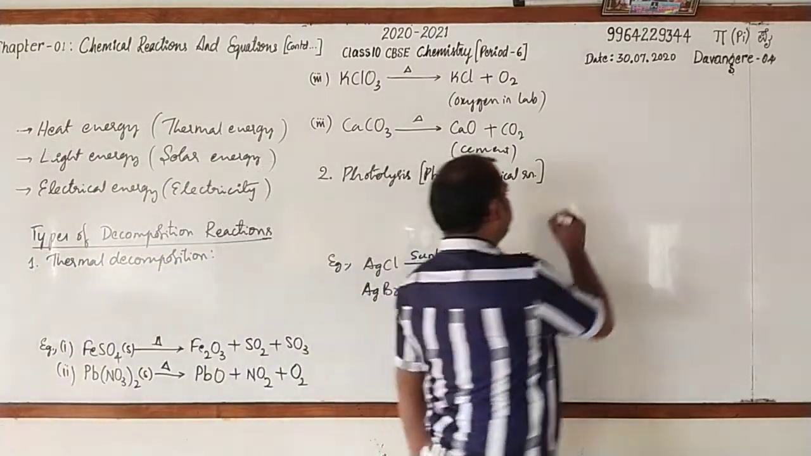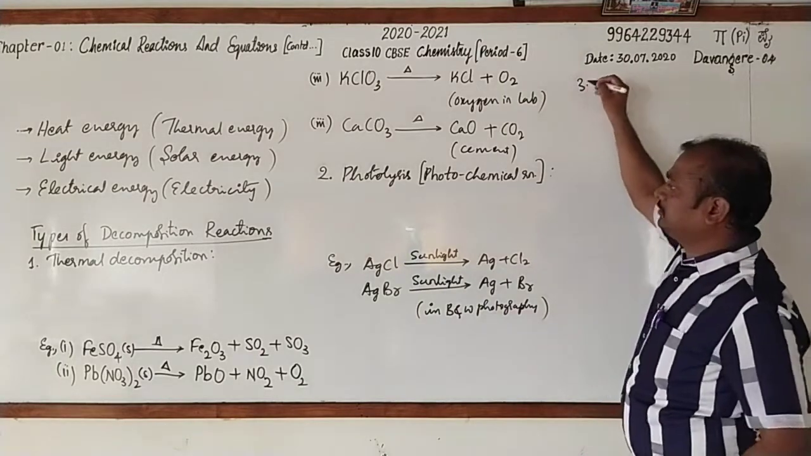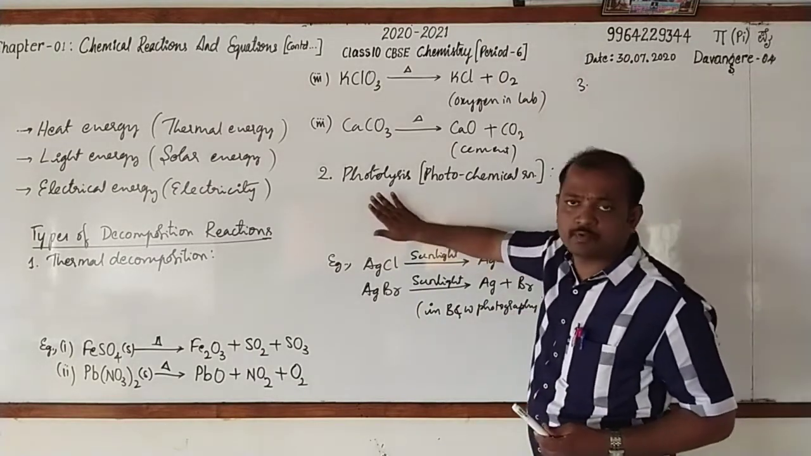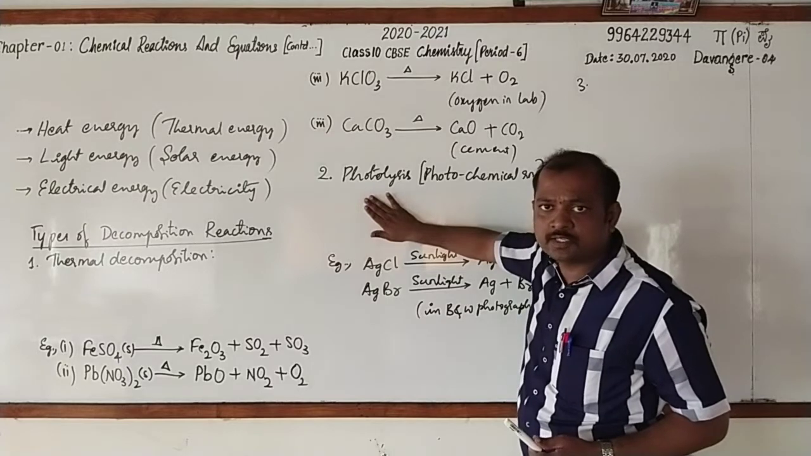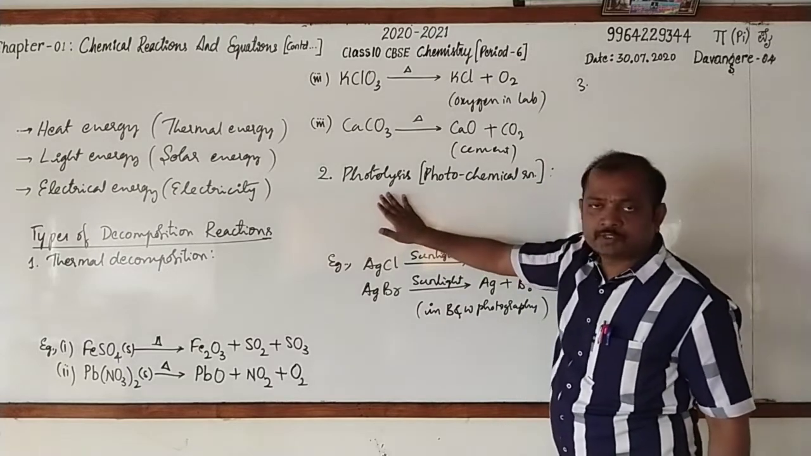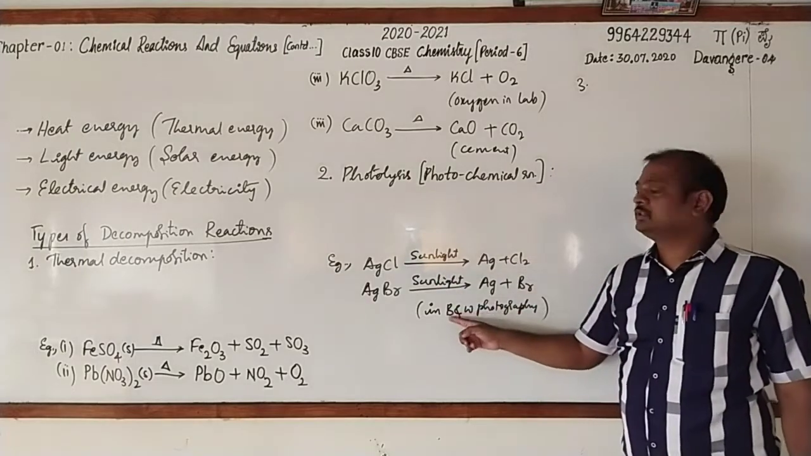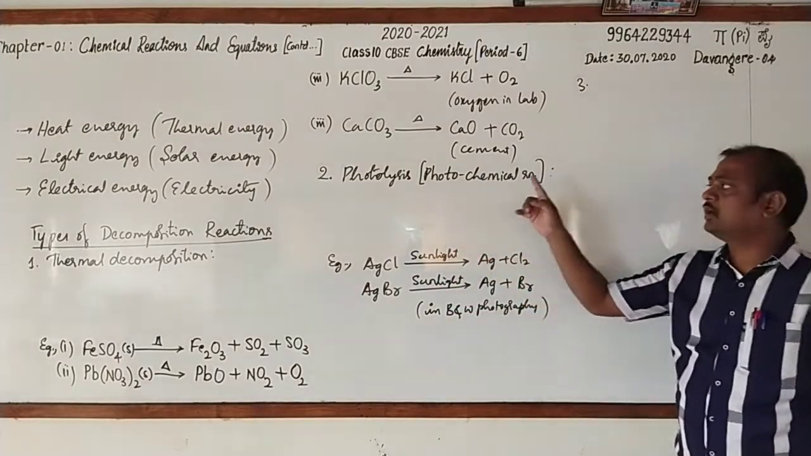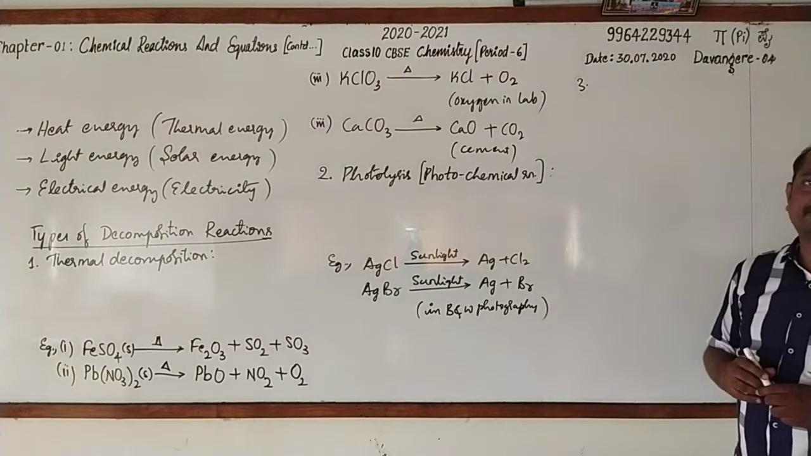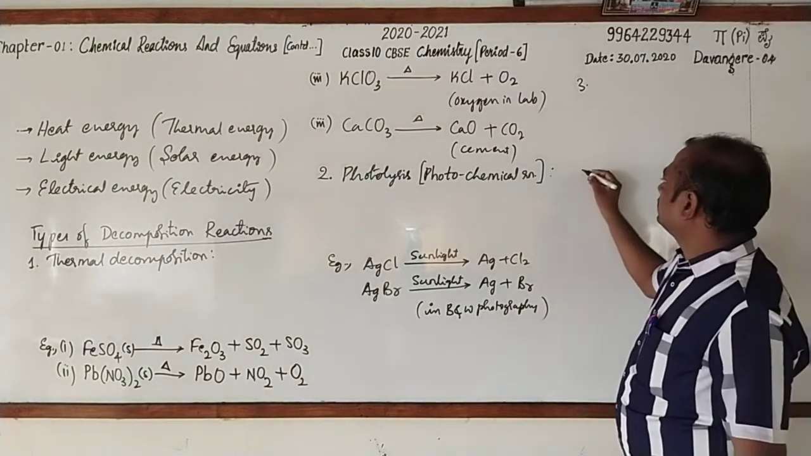I'll go for taking the next one, the third one. Before that, let me tell you the definition of photolysis. What is photolysis? The decomposition reaction which is carried out in the presence of sunlight is called photolysis, also called photochemical reaction.